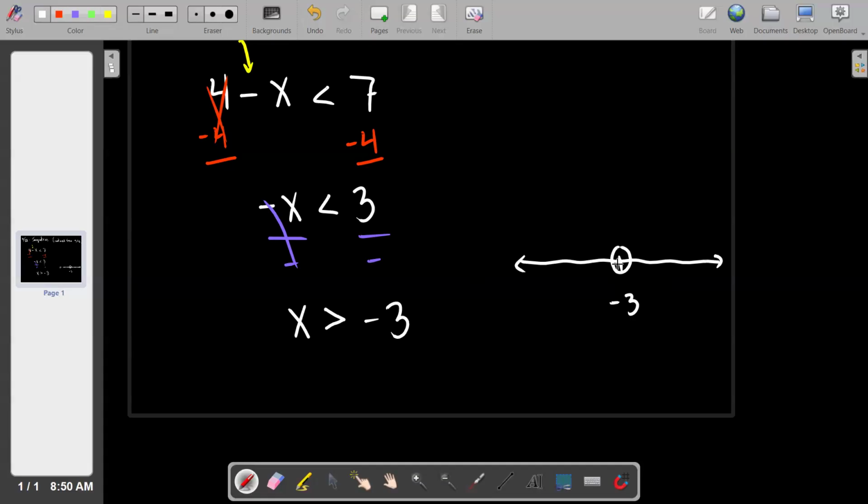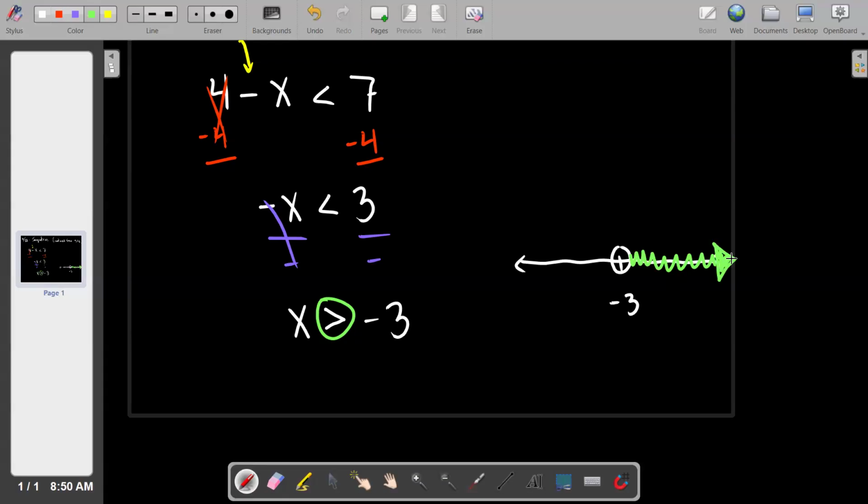And which way will we shade? To the right, because this says is greater than. And numbers get greater when we go to the right on a number line. So we're going to shade the right side and then put an arrowhead on it like this.